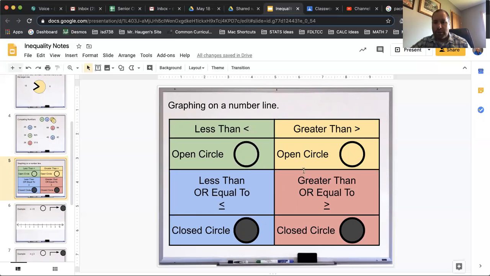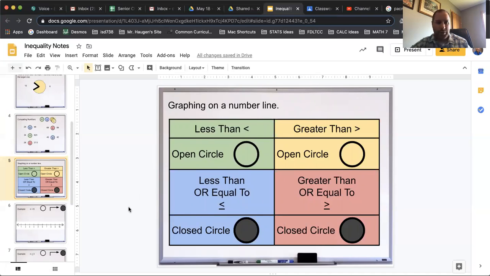We use what's called an open circle. In other words, we do not fill in the circle. Okay? If it's not equal to, we don't fill it in. We only color in stuff that's equal to. And so here, if it's or equal to, then we color in the circle. And that's what that stuff means.